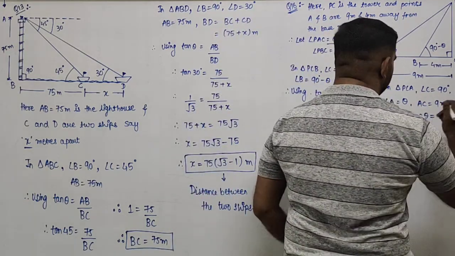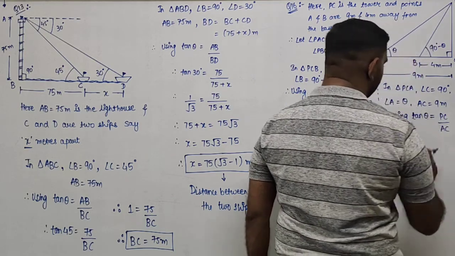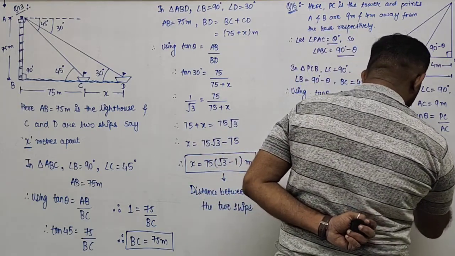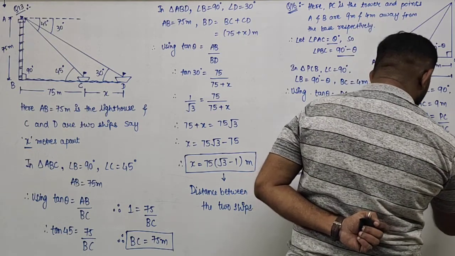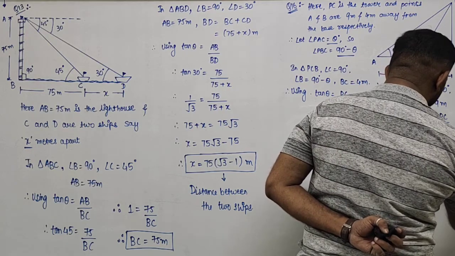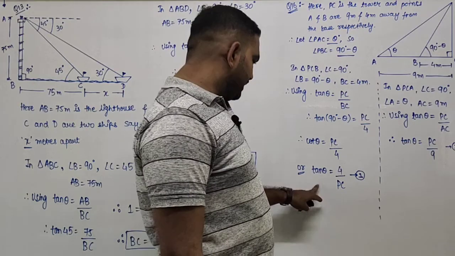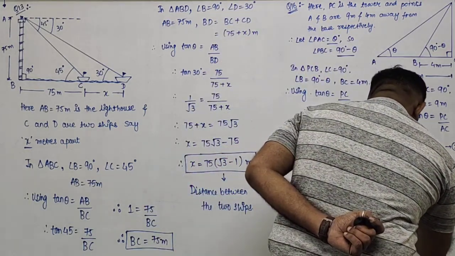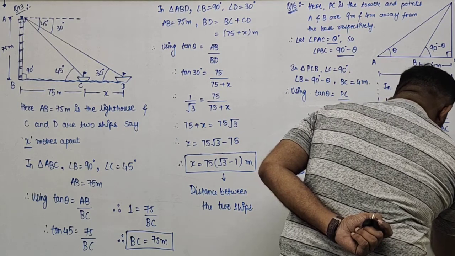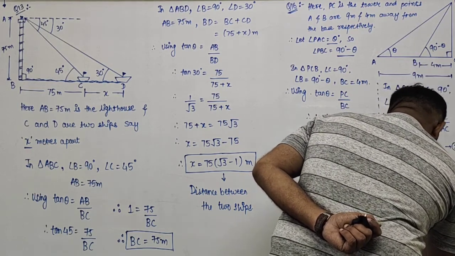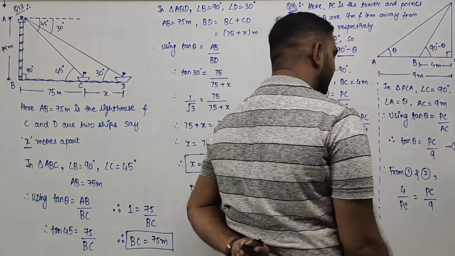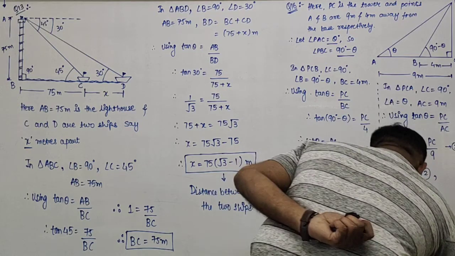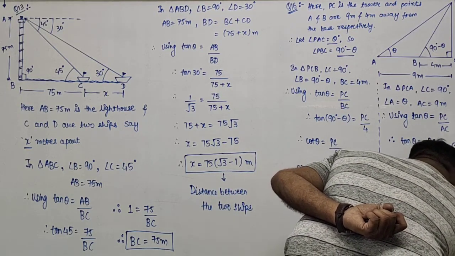So using tan theta, that is PC upon AC. Note that theta stays theta, so tan theta remains tan theta. Therefore tan theta is equal to PC upon 9. That is result number 2. Now check result number 1: tan theta equals 4 by PC, and from result number 2, tan theta equals PC upon 9. Therefore from result 1 and result 2, 4 upon PC is equal to PC upon 9. Cross multiply. PC square is equal to 36 and hence PC is equal to 6 meter.